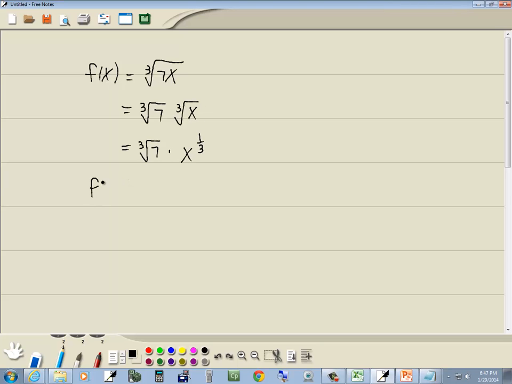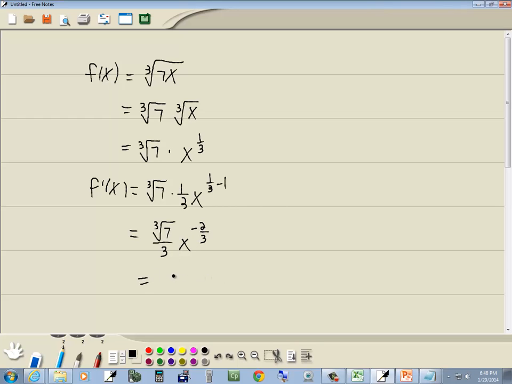Well, now we're ready to find our derivative. Numbers out in front stay out in front, so this is going to stay the cube root of 7. Take our power, put it out in front, lower our power by 1. Which gives us the cube root of 7 over 3. X to the negative 2/3.